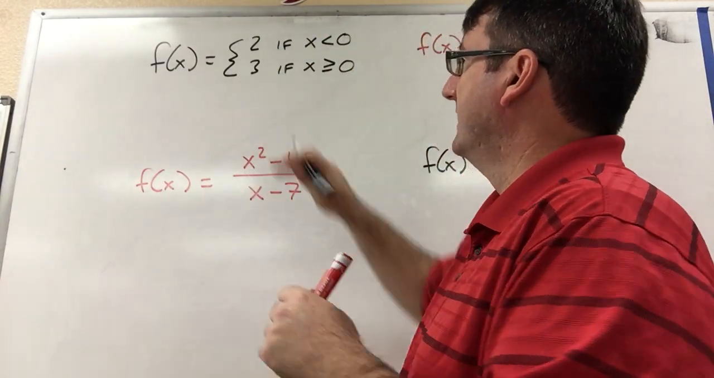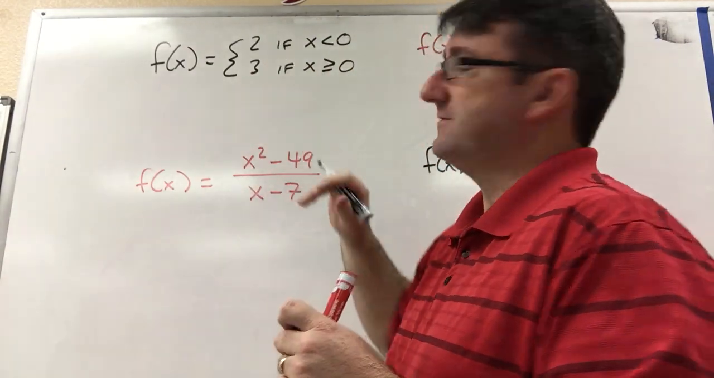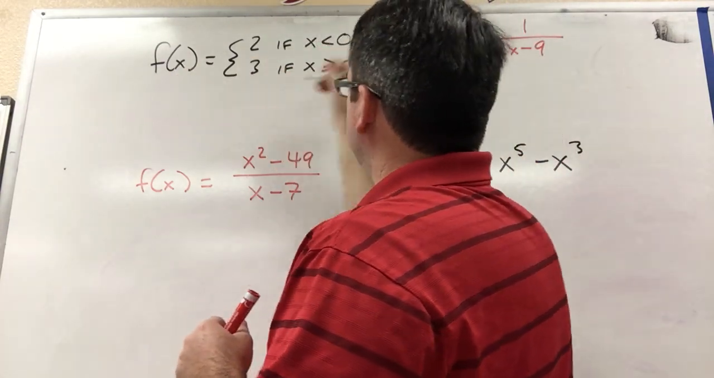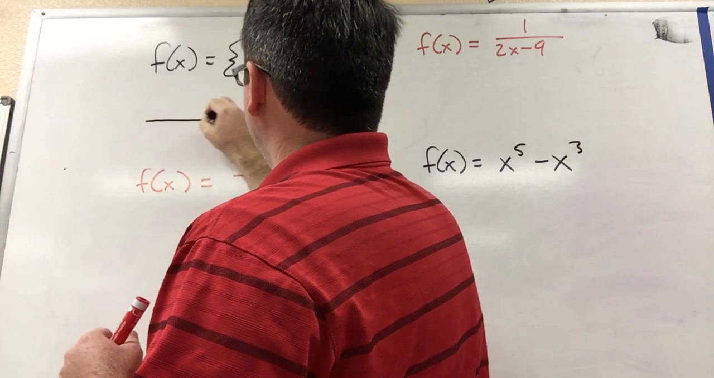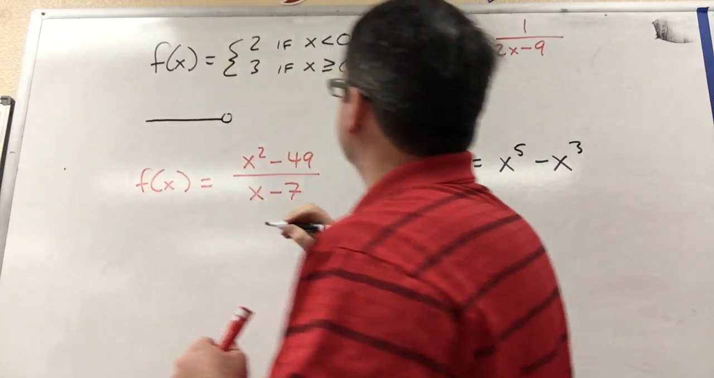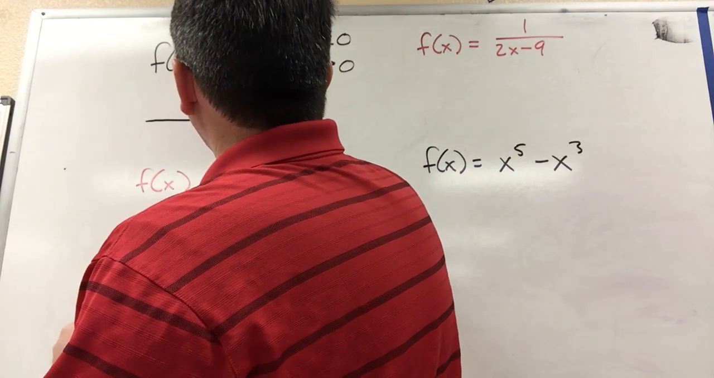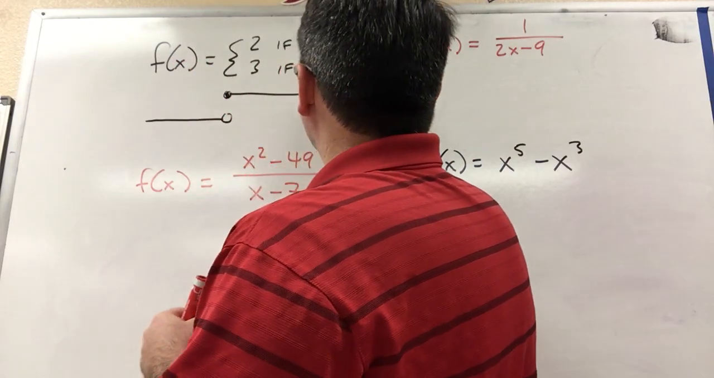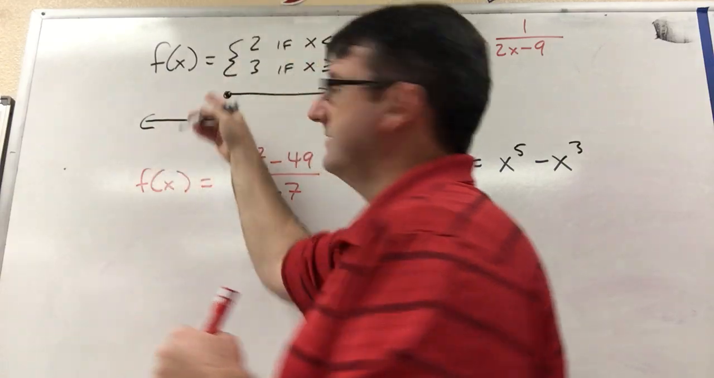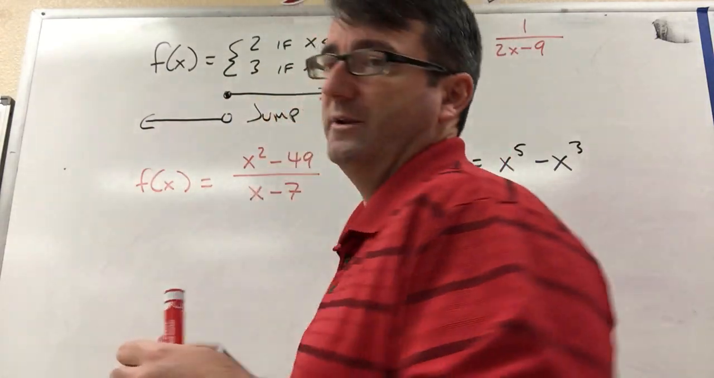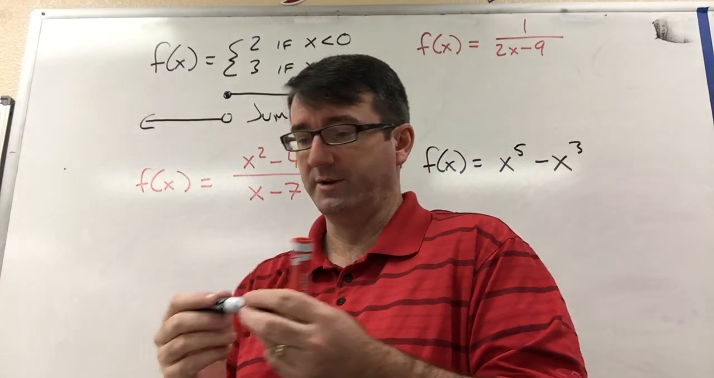This first one is a piecewise function. So f of x is equal to 2 if x is less than 0. So it's going to be going along like that and then get to 0 and stop, and then it's going to jump up to 3 if x is greater than or equal to 0. So the graph of that's going to look like that. That is a jump discontinuity. So not the discontinuity that we're looking for.